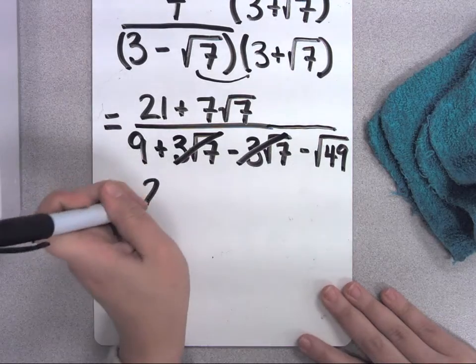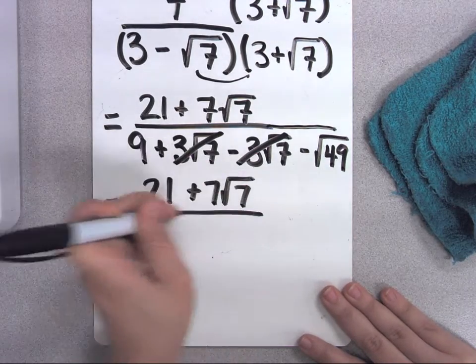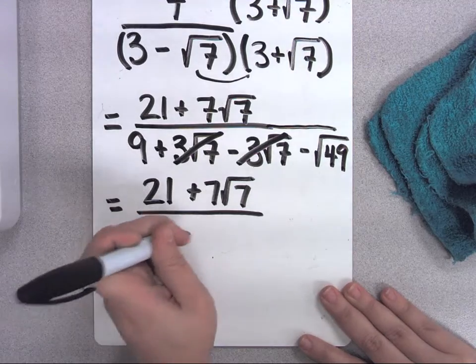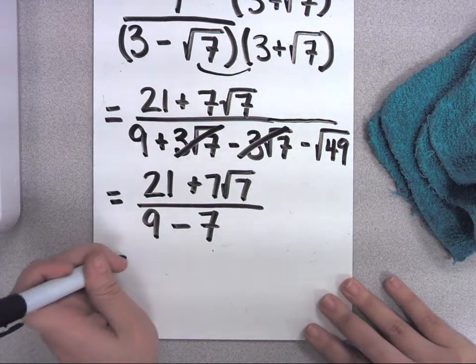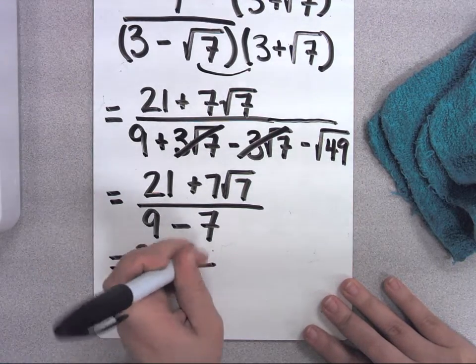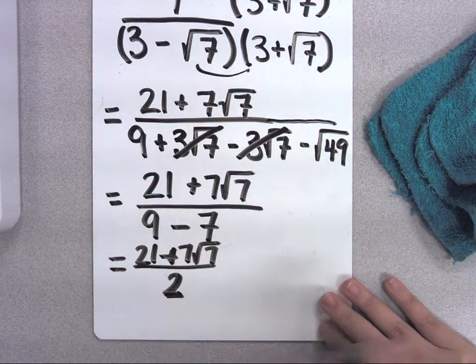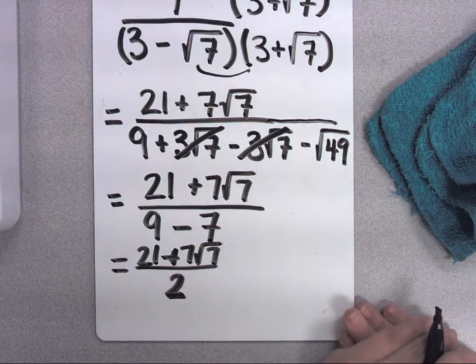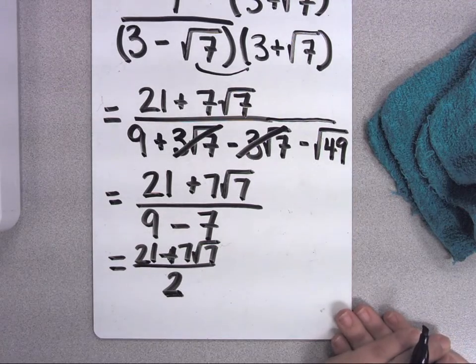So you're left with 21 plus 7 square root 7 all over 9 minus what? 7. What's the denominator simplified to? Can I simplify my whole numbers? No, because my denominator is even. Nothing else is. How was that?